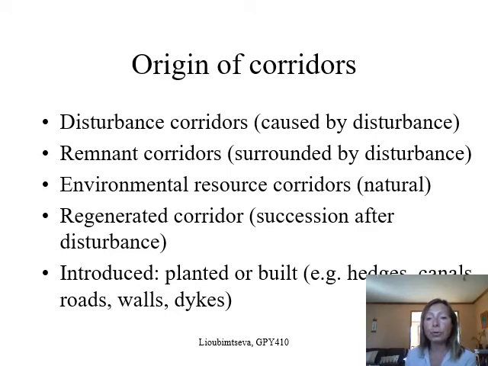Finally, introduced corridors are all kinds of linear features that are created intentionally by people in the landscape. Examples include planted corridors such as tree lines or hedges, anything which is planted in the landscape. Canals, all kinds of hydrographic features also created by humans, the so-called blue infrastructure, and all kinds of built features, or so-called gray infrastructure, such as walls, dams, dikes, any linear features that are created by humans intentionally.